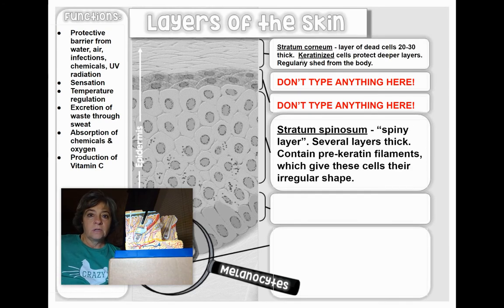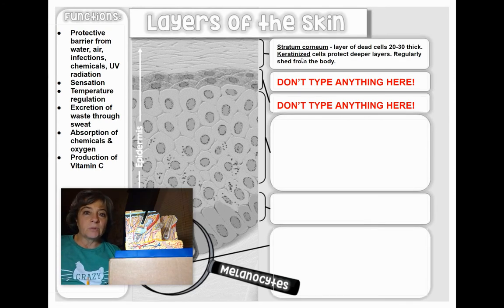Okay, so let's look at this first layer of epidermis. It is called the stratum corneum. It is a layer of dead cells about 20 to 30 thick, and this would be this very topmost layer that you see on the model. And these cells are dead, and like it says, it's filled with a protein called keratin, which you filled out in your notes. The cells that have the keratin, this protein is very hard and it protects the deep layers, and you regularly shed these cells from your body.